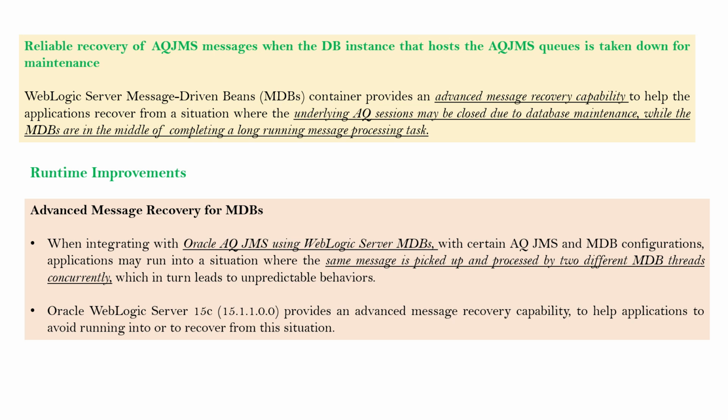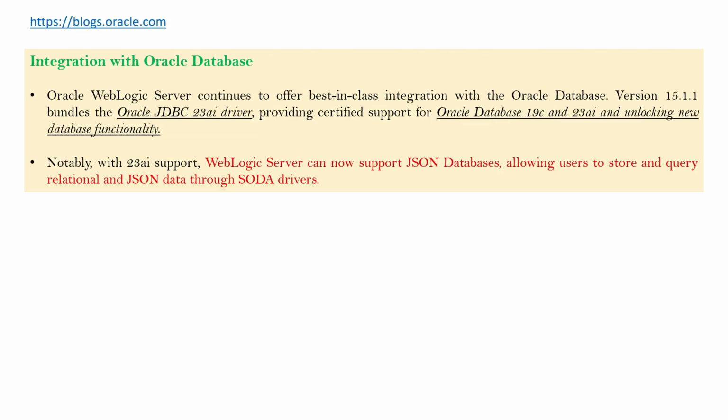Now on top of that, suppose there are certain situations where the same message is picked up for processing by multiple threads of your MDB, so that means duplicate processing of the same message concurrently. To avoid this kind of situation, certain runtime improvements have been incorporated so that a message is not picked up and processed concurrently multiple times.